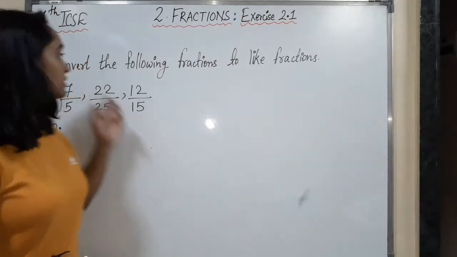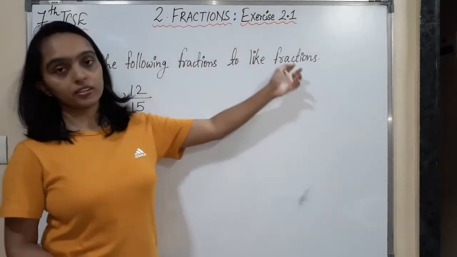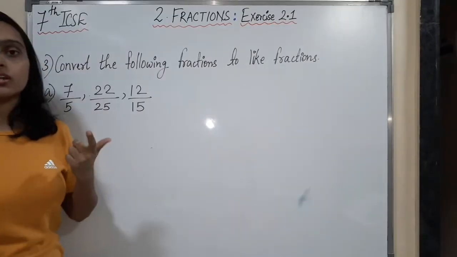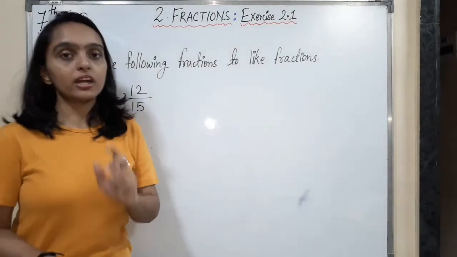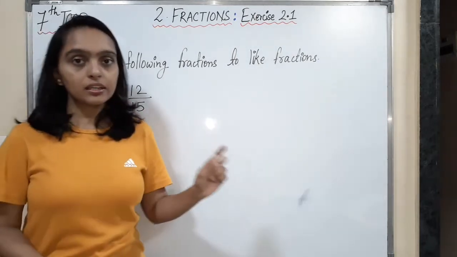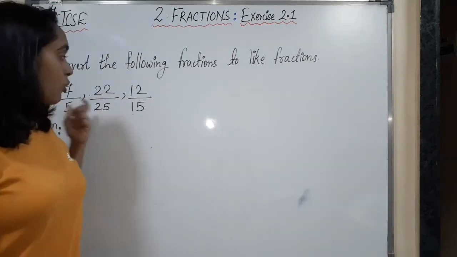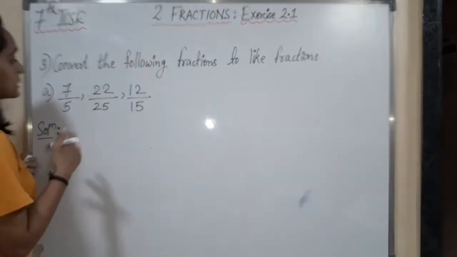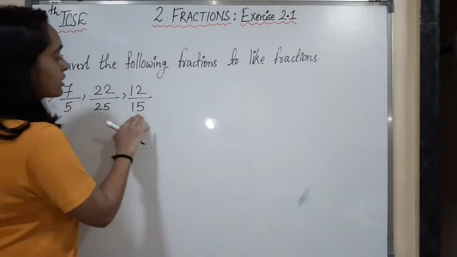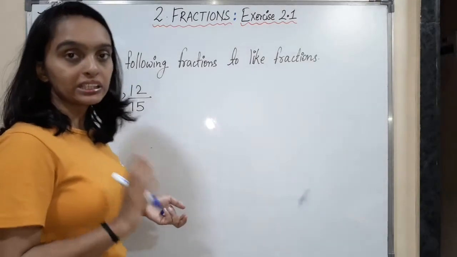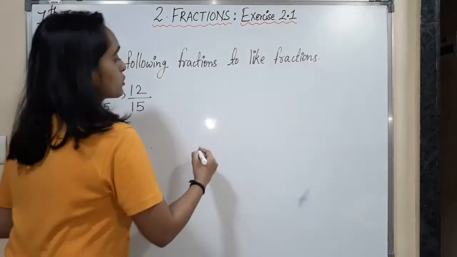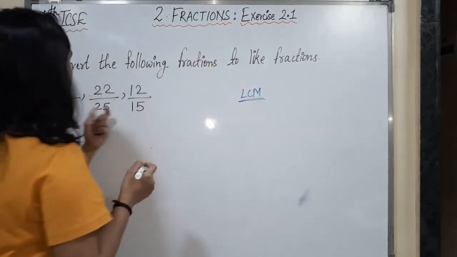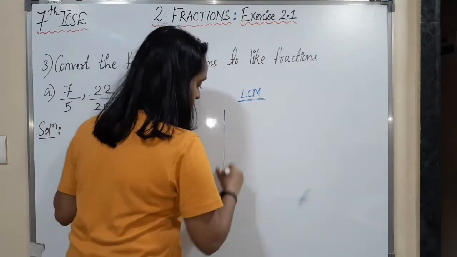The third question is convert the following fractions to like fractions. So here 3 fractions are given. We have to convert them into like fractions. So what are like fractions? Like fractions are the fractions with the same denominator. So here we have to make all the denominators equal. In the denominators we have 5, 25 and 15. The first step will be to find the LCM of these 3 numbers.